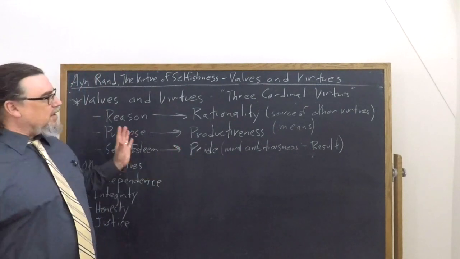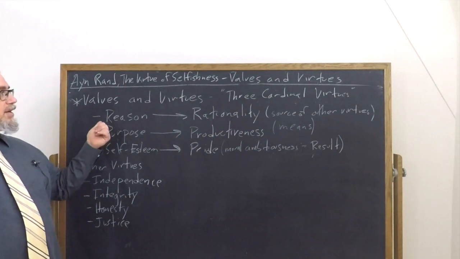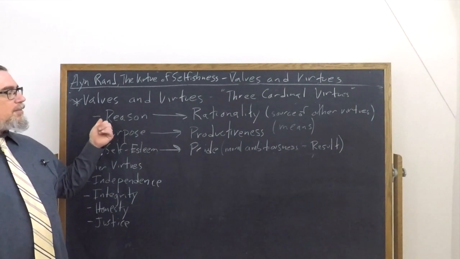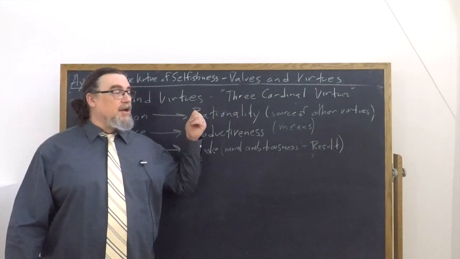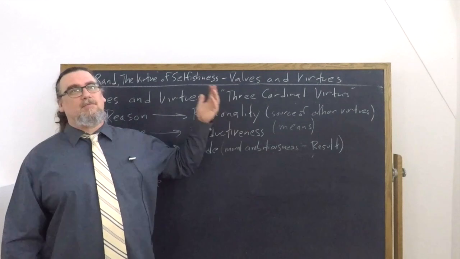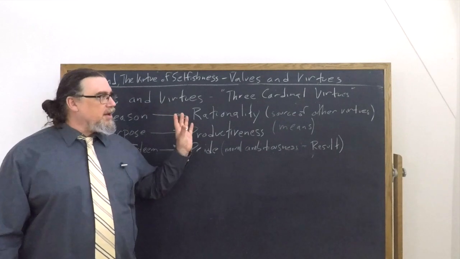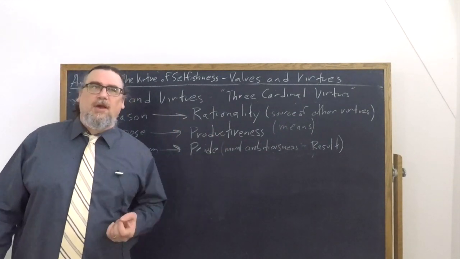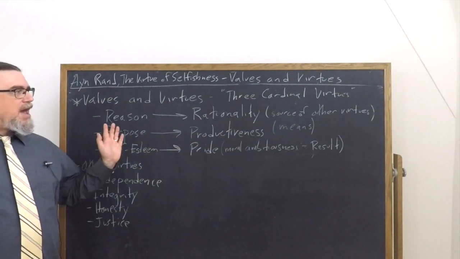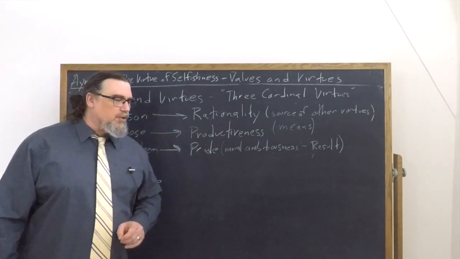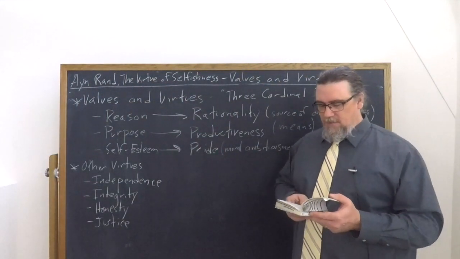She says that each of these leads us to a particular virtue. So reason as a value is something that we want to have, something we want to keep, something we want to acquire, is embodied in rationality, right? Very similar. Purpose is embodied in productiveness, or as she's going to say a little bit later, productive work. Self-esteem is going to be manifested in the disposition or virtue of pride. So these are the three key virtues.